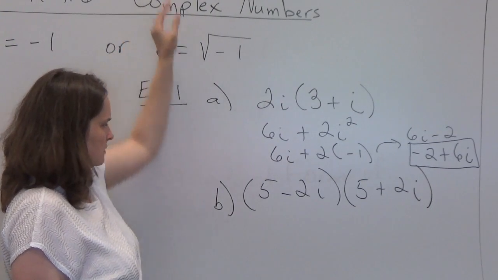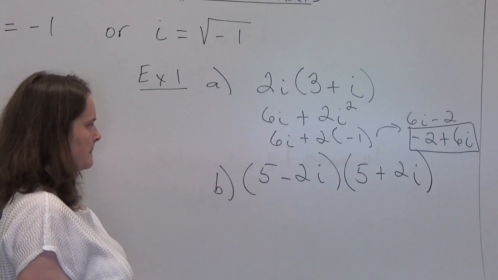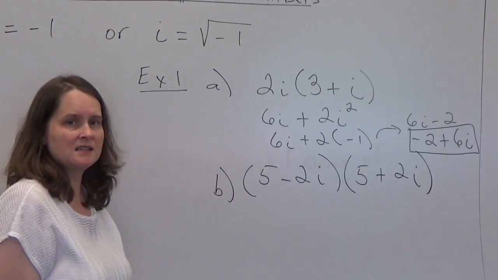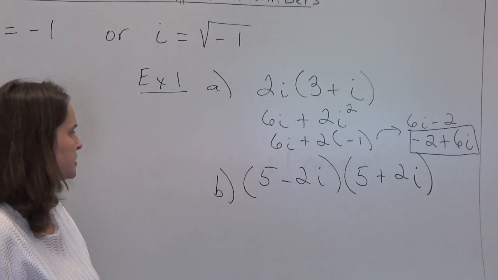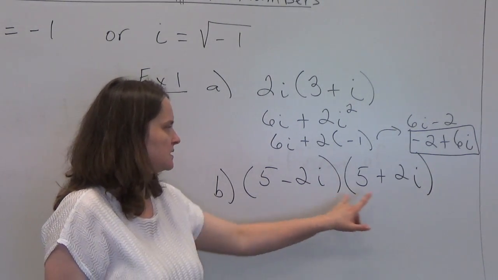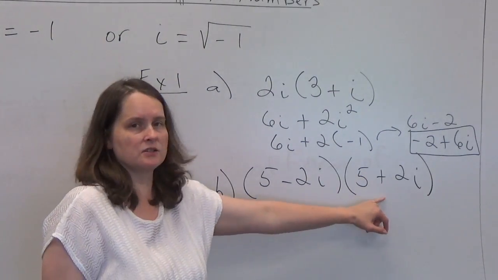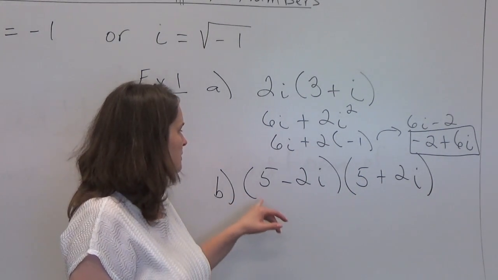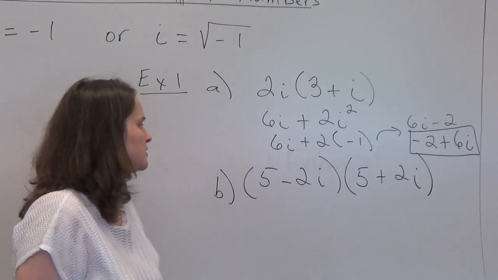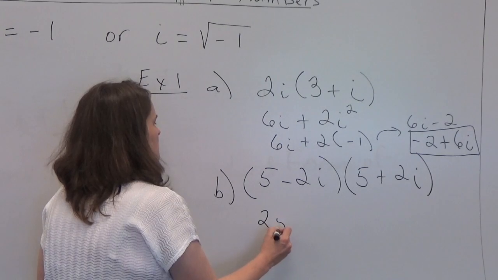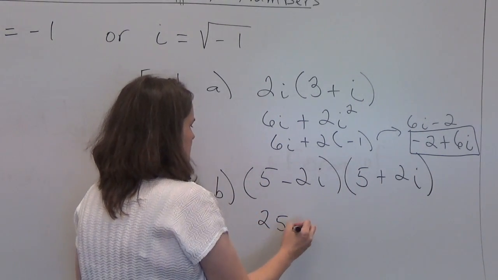For part b, we're multiplying (5 minus 2i) times (5 plus 2i). All right, you may recognize these as conjugates. We've talked about conjugates already. Remember, conjugates have the exact same terms inside each binomial. The only difference is that the middle signs are opposite. So we're going to go ahead and FOIL this because these are binomials. 5 times 5 is 25. Doing my outer terms, 5 times positive 2i gives me plus 10i.